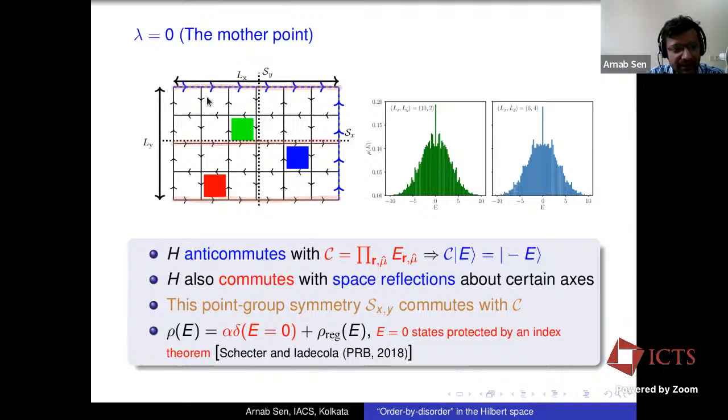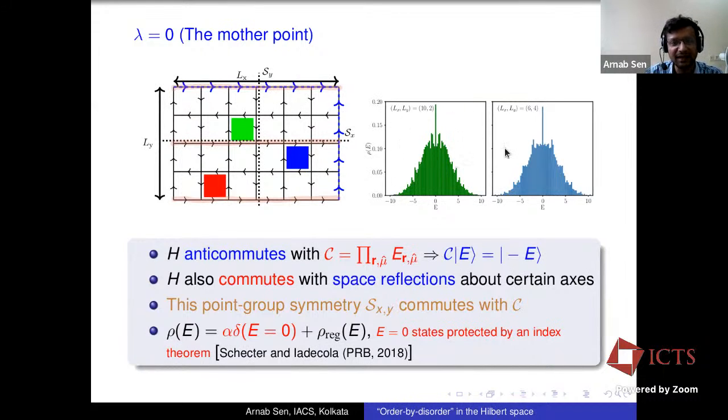The second important thing is that this Hamiltonian commutes with certain spatial reflection symmetries here, okay? So there are these point group symmetries along these reflection axes which commute with the Hamiltonian. And not only that, these reflections also commute with the chirality operator, which can be checked, okay? Now, if these three things happen together, then it turns out that there is a very nice index theorem, which was recently realized in the community, which ensures an anomalously large number of zero modes in the spectrum. Okay, as you can easily see from the ED data.